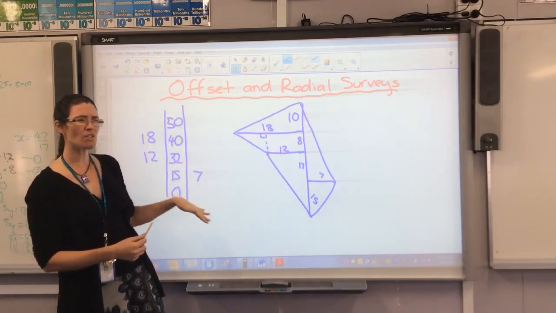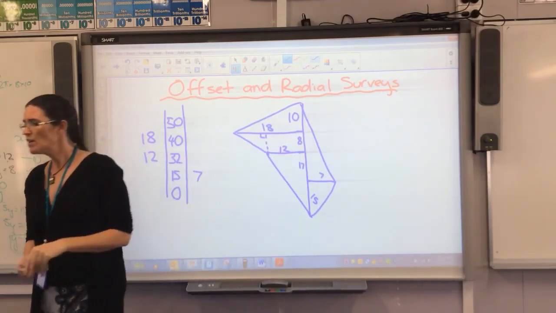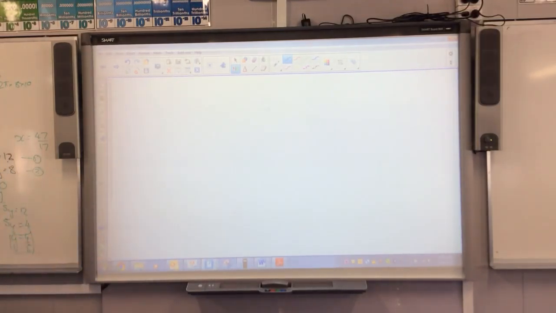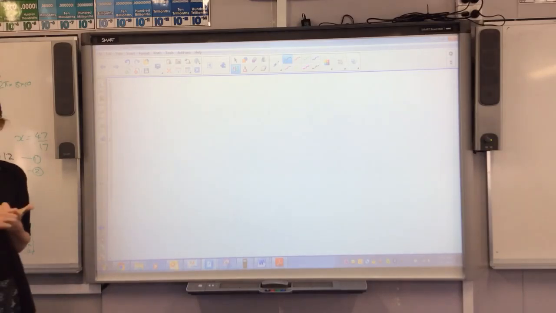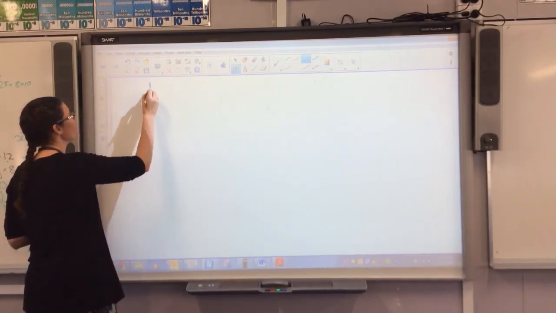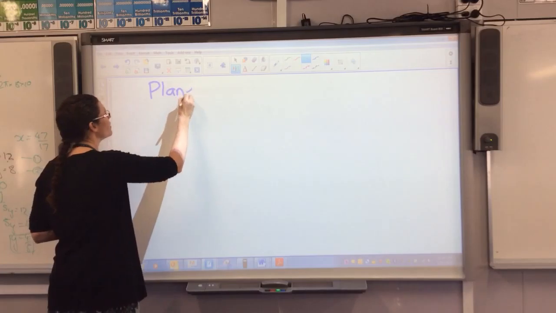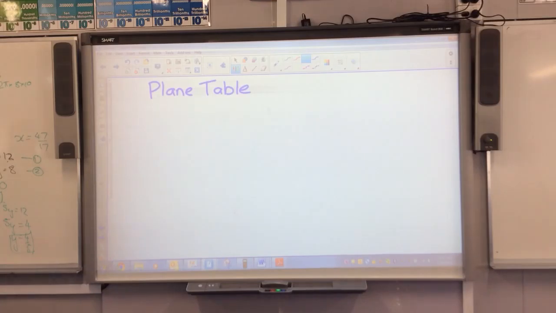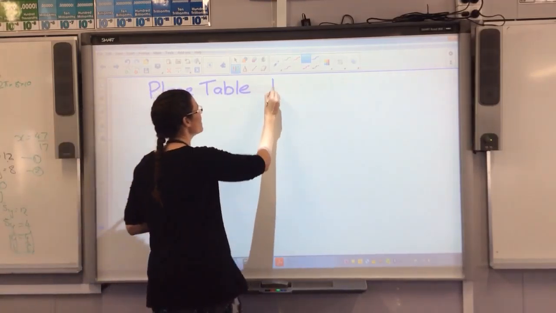So does everyone remember these offset surveys? Yes. Okay, so let's go on to look at the new type, which are radial surveys. Now, radial surveys are given two different ways of showing the information. So radial surveys can be shown as a plane table survey or a compass survey. So let's start with plane table. There are the names of them. So a plane table. Okay, so it's a bit of a weird name. So plane table radial survey is the first one we're going to look at.